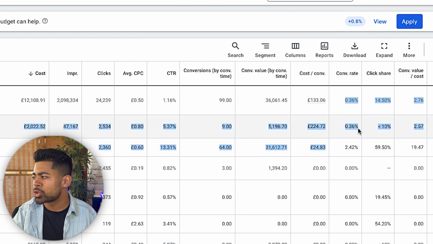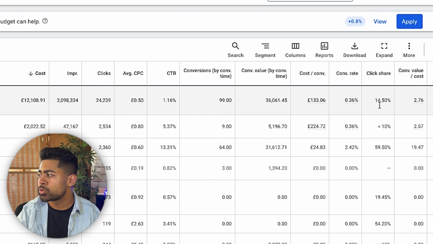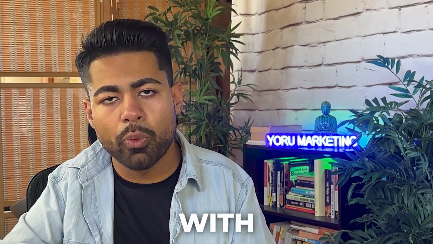Now this depends entirely on your niche. If you're a high ticket store, naturally you're gonna have very low conversion rates. For example, this e-commerce brand has lower conversion rates because the products are more higher ticket. This is a furniture e-commerce brand. But if it was more on the lower AOV range, I would expect 2 to 5% conversion rates. That's the first thing you need to focus on with profitability.